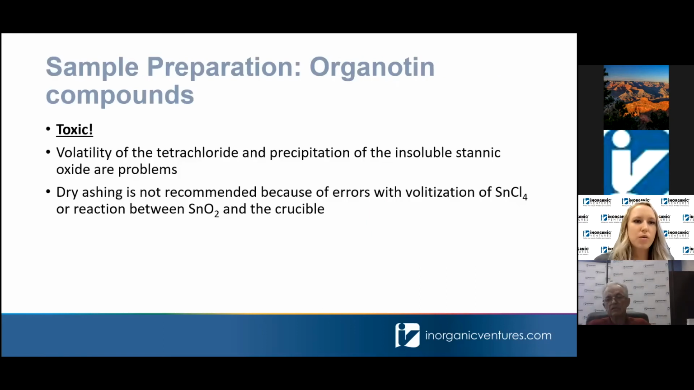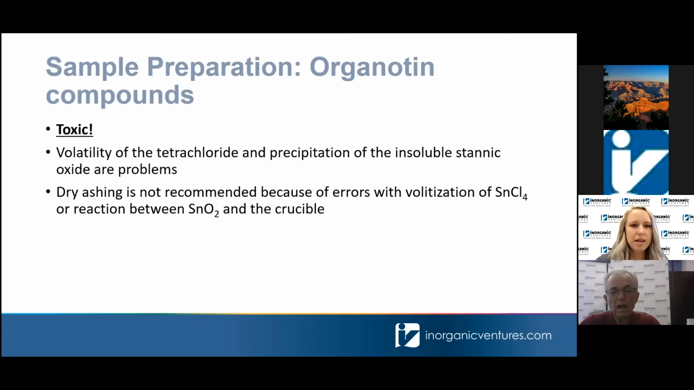So that brings us to organic tin compounds. Similar to what we saw with organic mercury compounds, organotin compounds are going to be very toxic. So if you are working with these, just make sure that you're taking proper safety precautions again, to make sure that you're keeping yourself and others around you in the lab safe.